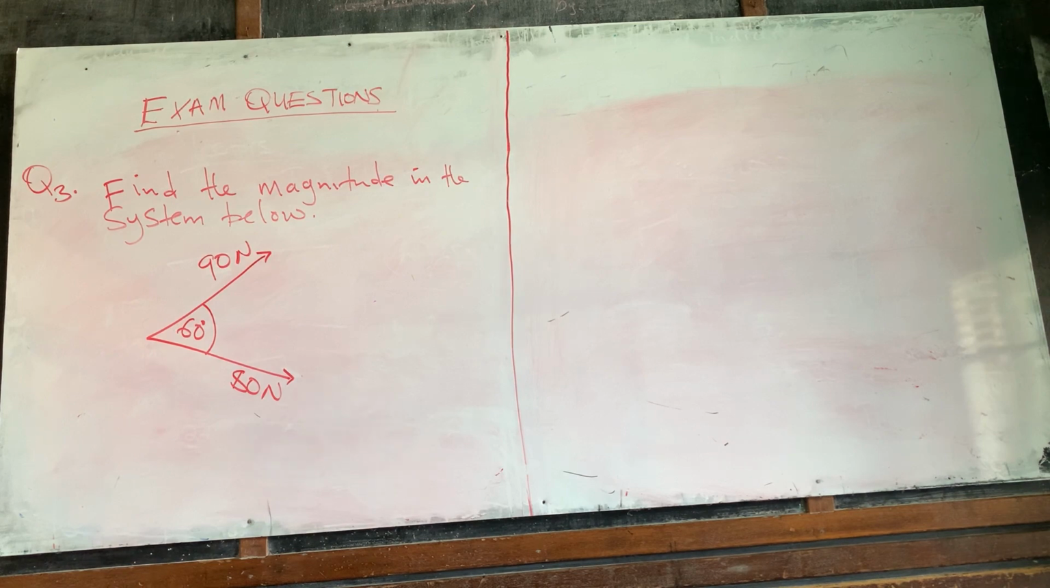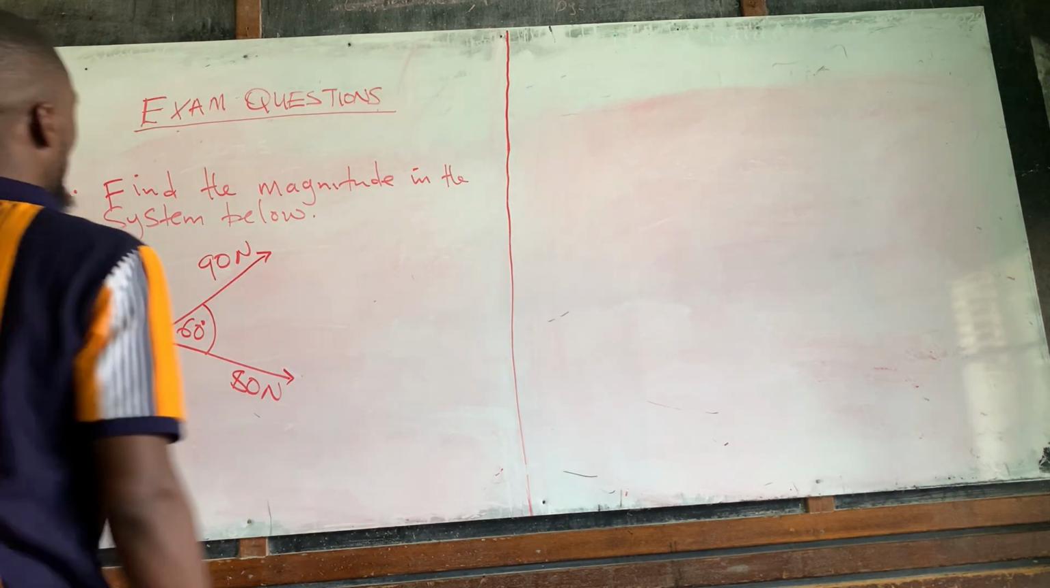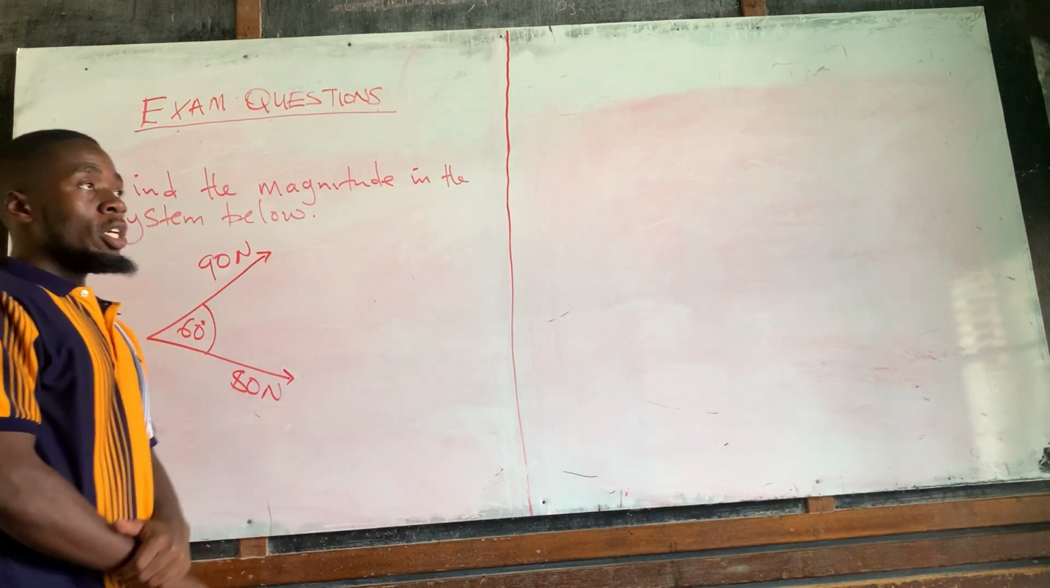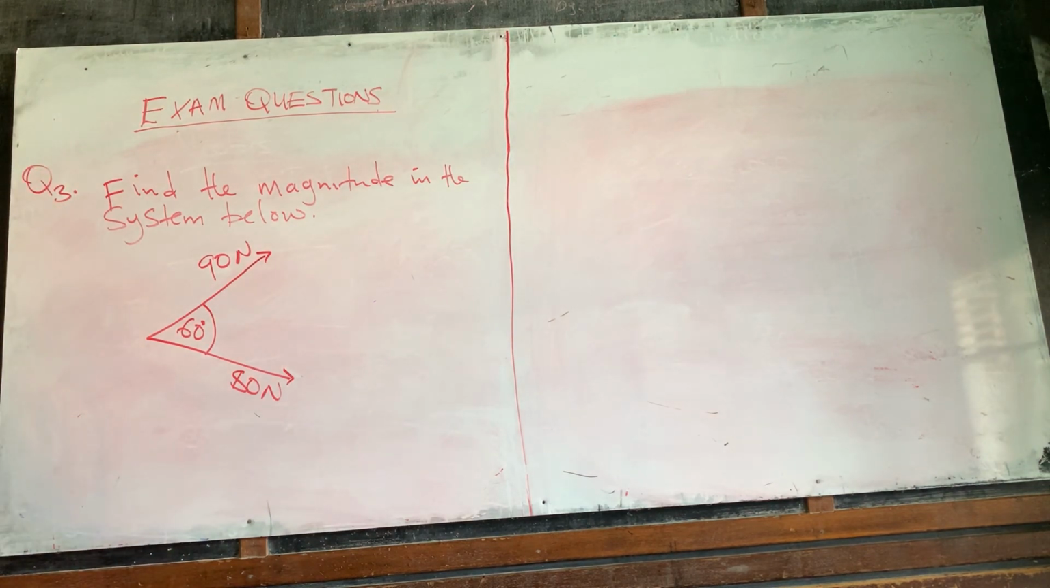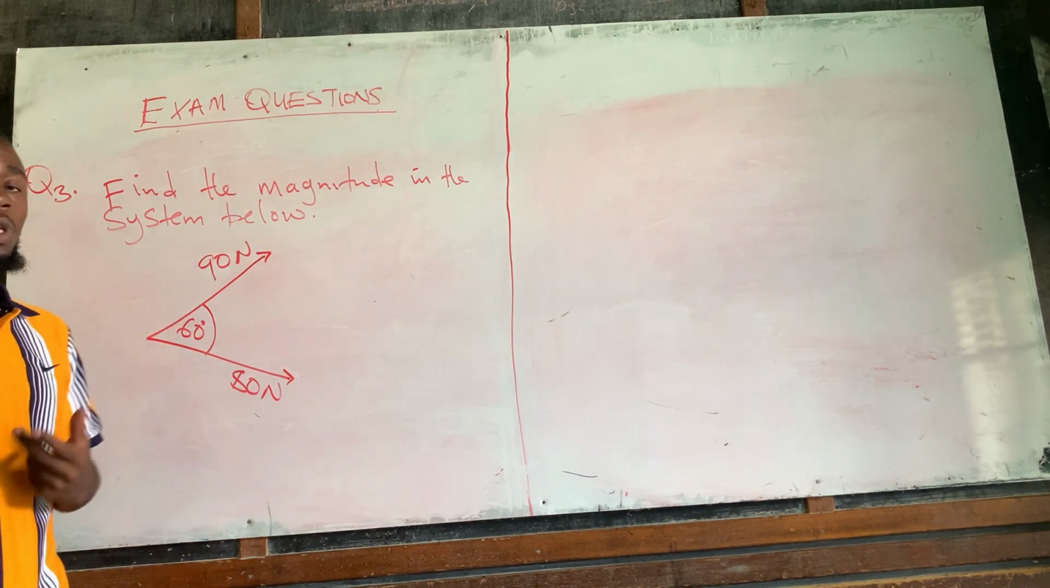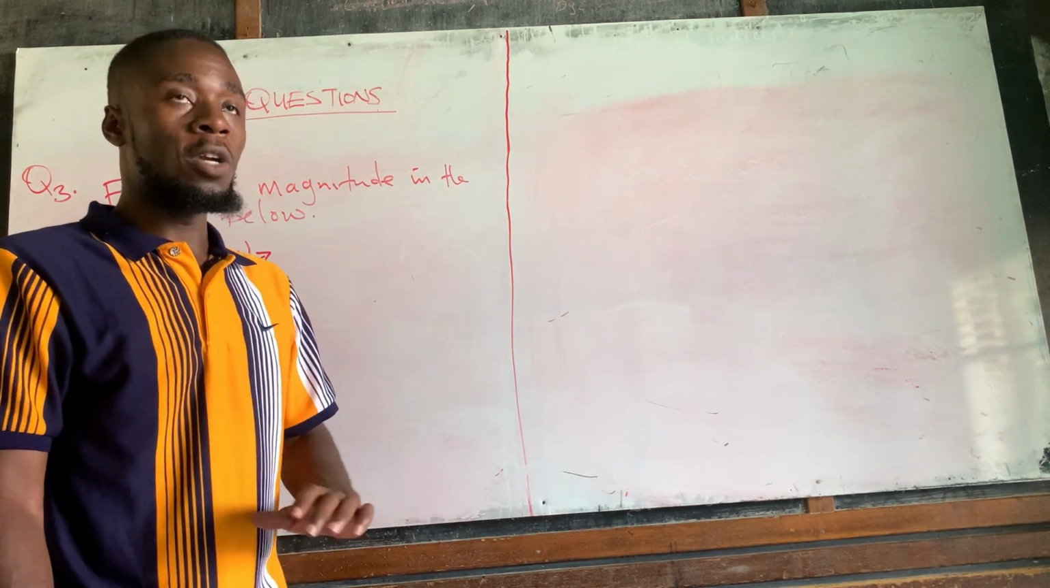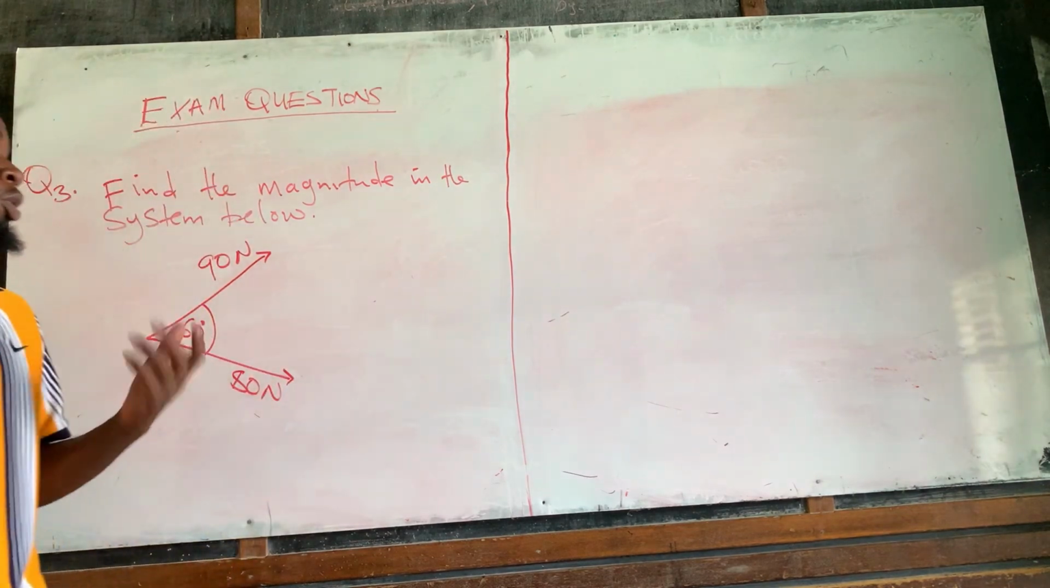So this is how you solve this question. Okay. So now let's go to question number 3 on vectors here. So here, find the magnitude of the resultant in the system below. So we have 90, 80 of 60 there. So we are told to find the magnitude in this system here. How do you find the magnitude here? You can solve this question using the method we call the parallelogram method here.